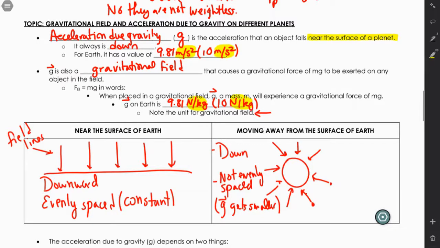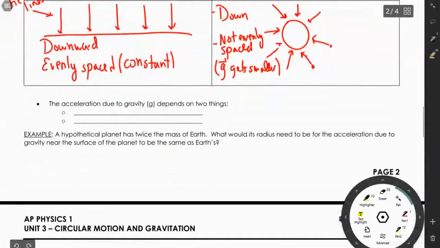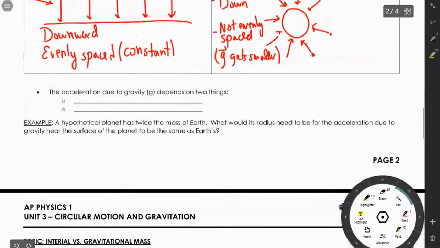And so when we do calculations involving solving for this lowercase g, this acceleration due to gravity, it's going to depend on two things. One is the mass of the planet, and two is the radius of the planet. So sometimes you may get a problem that says, what's the g value on Jupiter? And so you have to be given the mass of Jupiter and the radius of Jupiter.